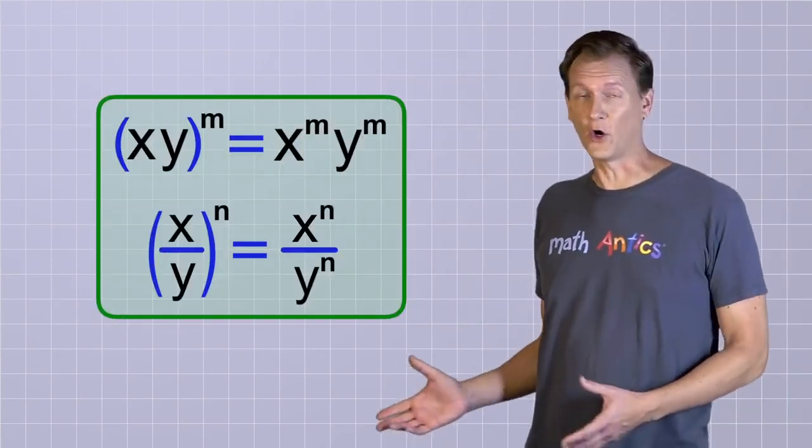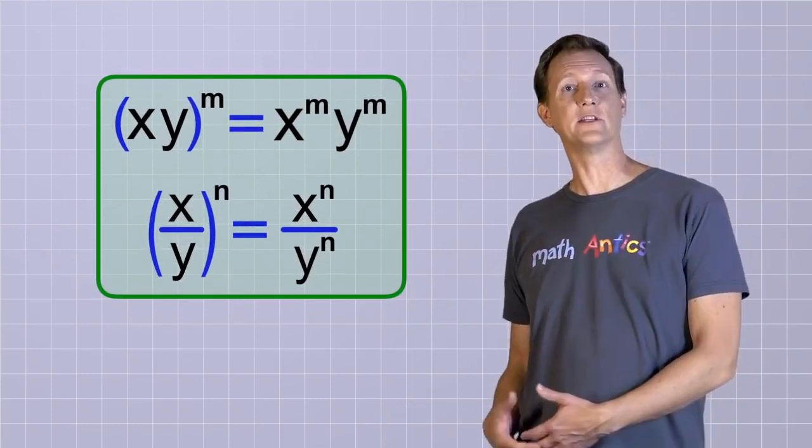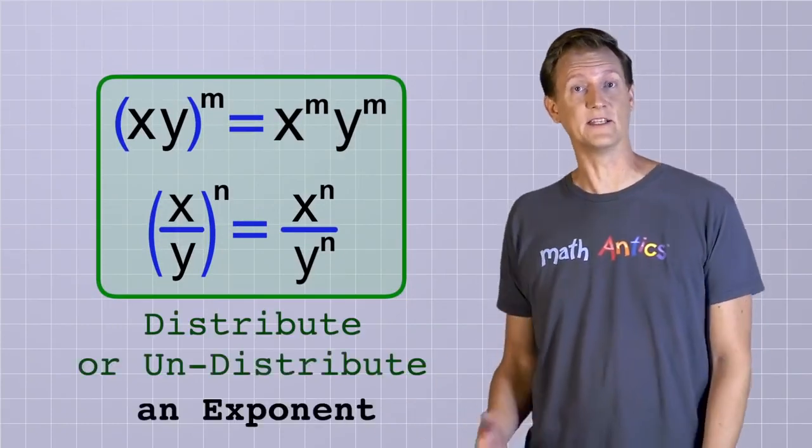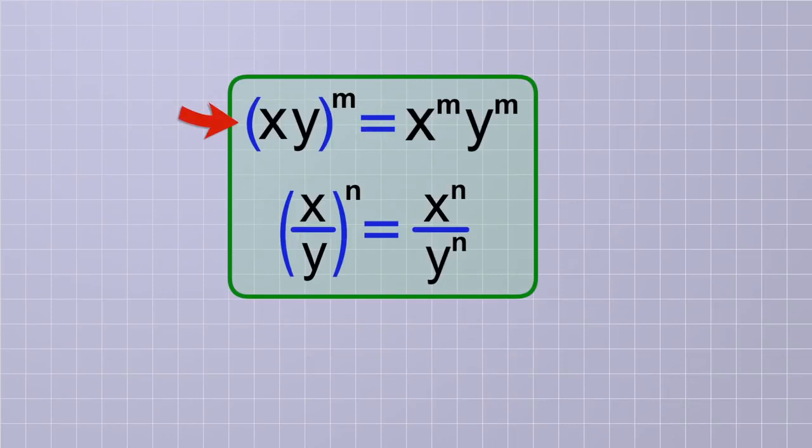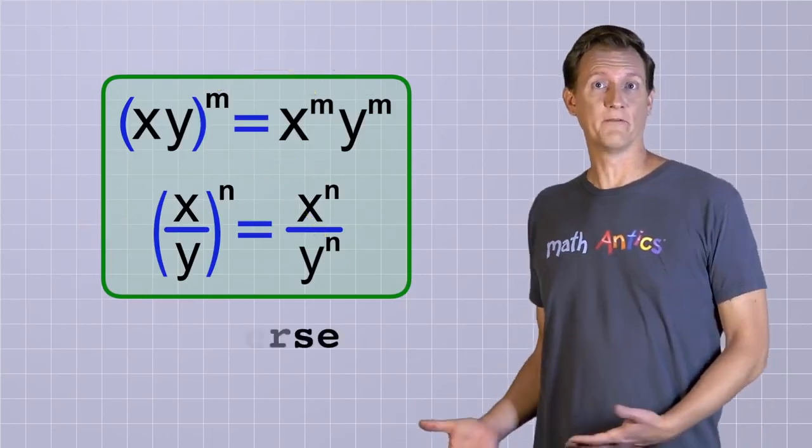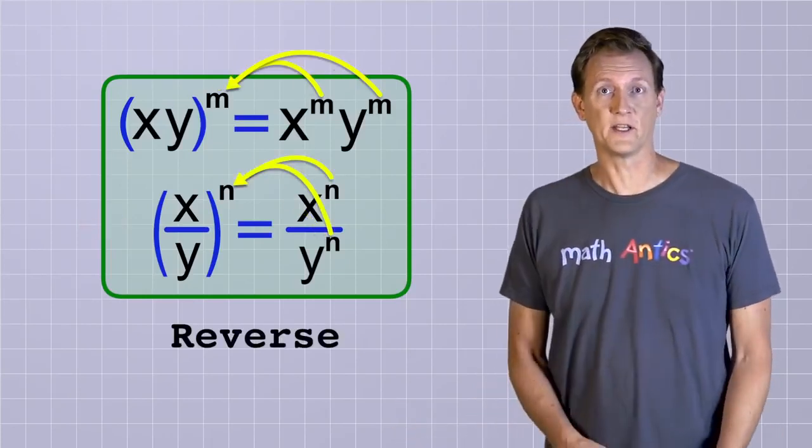It turns out that these laws aren't about simplifying exponents, they're about how you can distribute or undistribute a common exponent to different bases. The first law shows this group, x times y, that's being raised to the power of m. And it says that you can rewrite it as x to the m times y to the m. In other words, you can distribute the exponent to each factor in the group. And the second law shows the group, x divided by y, that's being raised to the power of n. And it says that you can rewrite it as x to the n divided by y to the n. In other words, you can distribute the exponent to each part of the fraction. Of course, these laws would work in reverse too, and you could undistribute the exponents if they're the same.